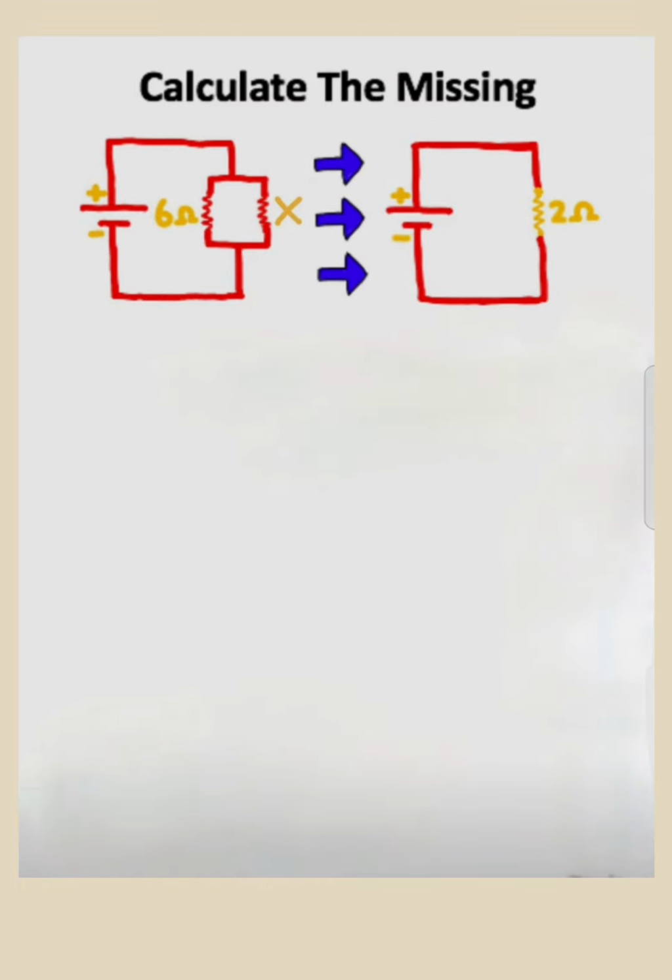What is the value of resistor X in this figure? Here we can see 6 ohm and X ohm resistors which are parallel to each other. The equivalent resistance is 2 ohm. So here we have to calculate the value of X.